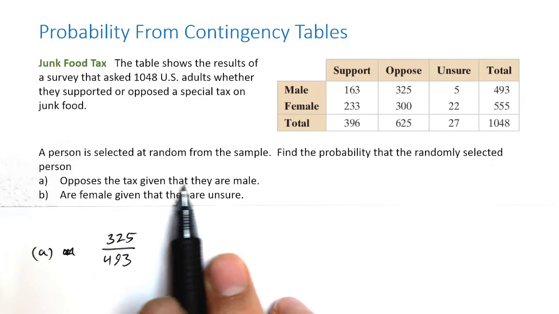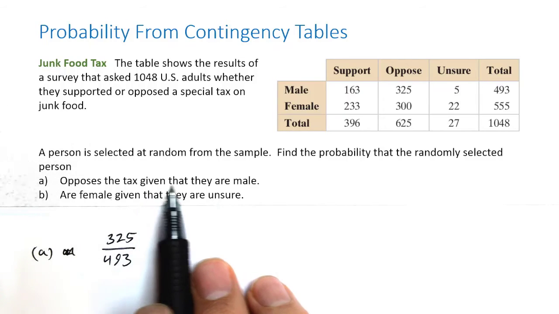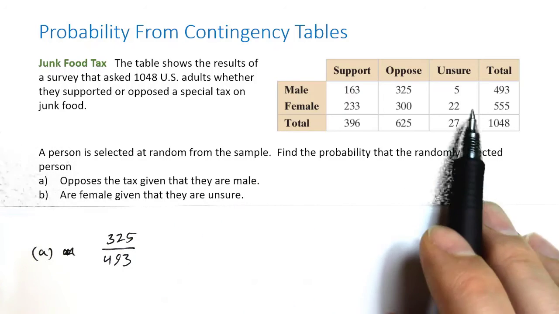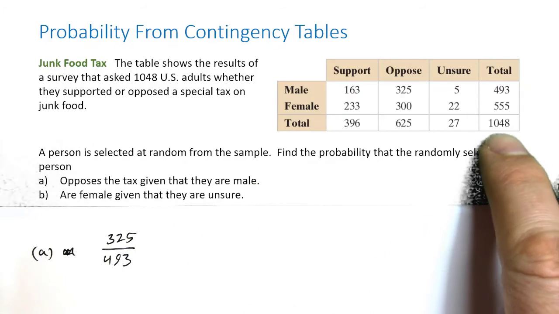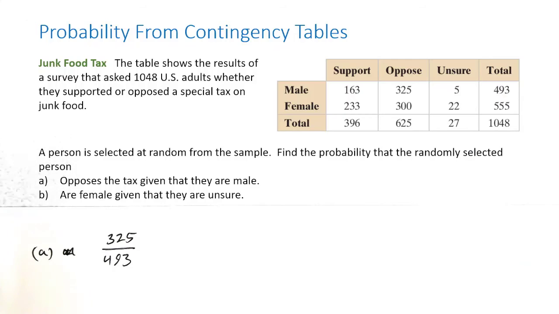So notice that when it says "given that," we have a new denominator. It's changing the total. Whatever comes after "given that" is describing the new total. So instead of using 1048 like we did in the previous problems, we use the total number of those people, males.